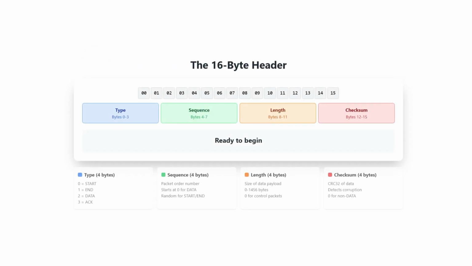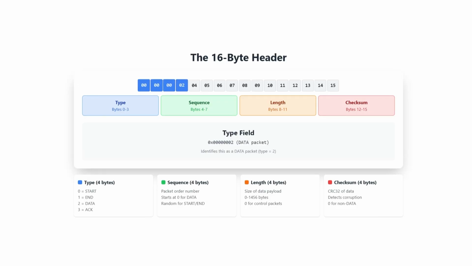Let's look at the header structure in detail. The header is divided into 4 fields, exactly 4 bytes each. The first 4 bytes specify the packet type. In this example, we are showing a data packet, which has type value 2. This tells the receiver what kind of packet they are processing.